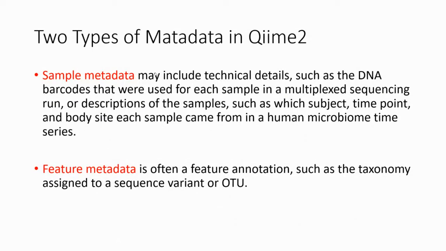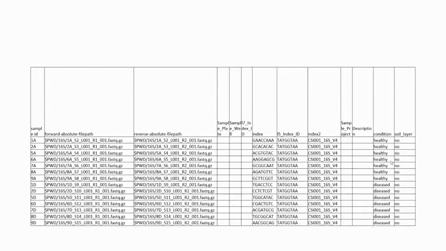So the sample metadata include the technical details, like a DNA barcode, right? That is used for each sample in the multiplex sequencing run, or the discretionary sample, like here you have a discretionary sample, and this is a barcode, right?